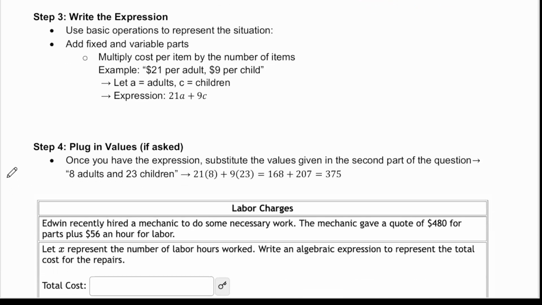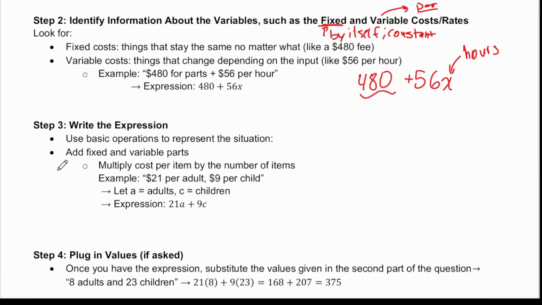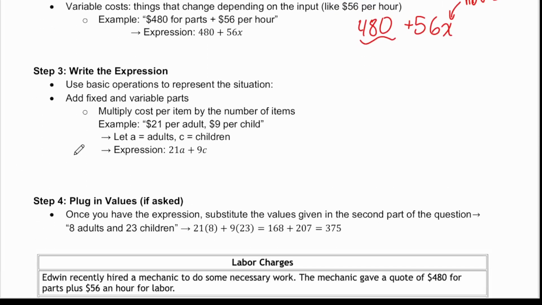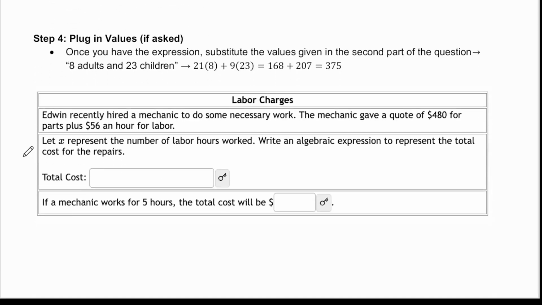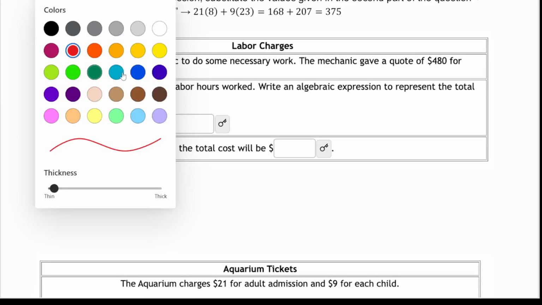And that's all, again, that's kind of recapping here. And step 3 is that you want to make sure after you've identified your variables, identified any information about your variables, then you want to write those expressions. And then if asked, this is the new step, you'll want to plug in at the end what those values are so that you can evaluate the situation. So let's take a look at a couple examples of that.